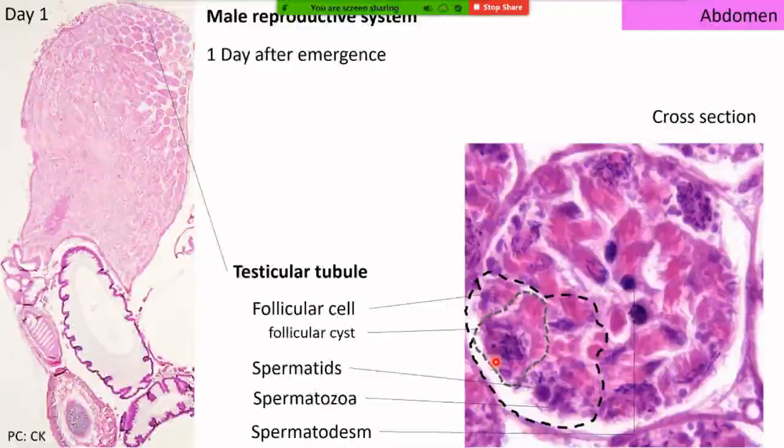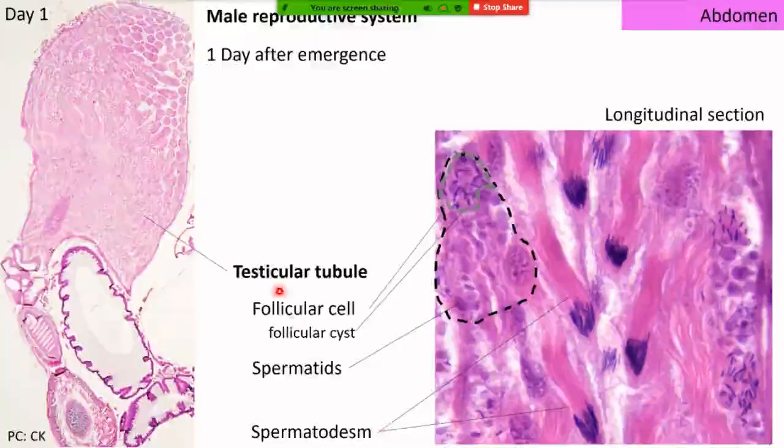And depending on which stage of development the sperm is at, they will get different names. So for example, when the sperm has a large clustered nucleus, it would be called the spermatids. And when the sperm starts to look more conventionally like what a developed sperm would look like in other animals, we would call them spermatozoa. Now, when these clusters of sperm develop, they will be expelled into the lumen of the testicular tubule, and a single cluster of the sperm will be called the spermatodesms.